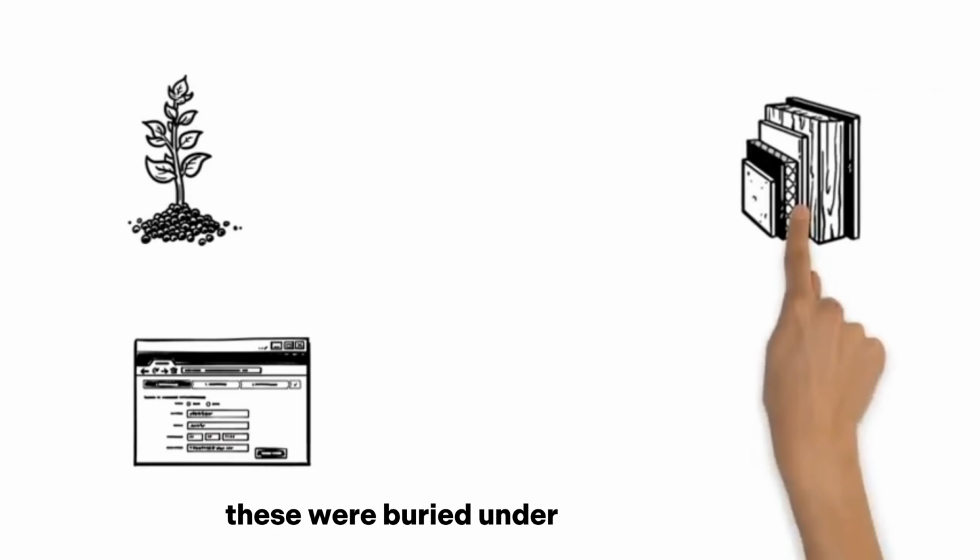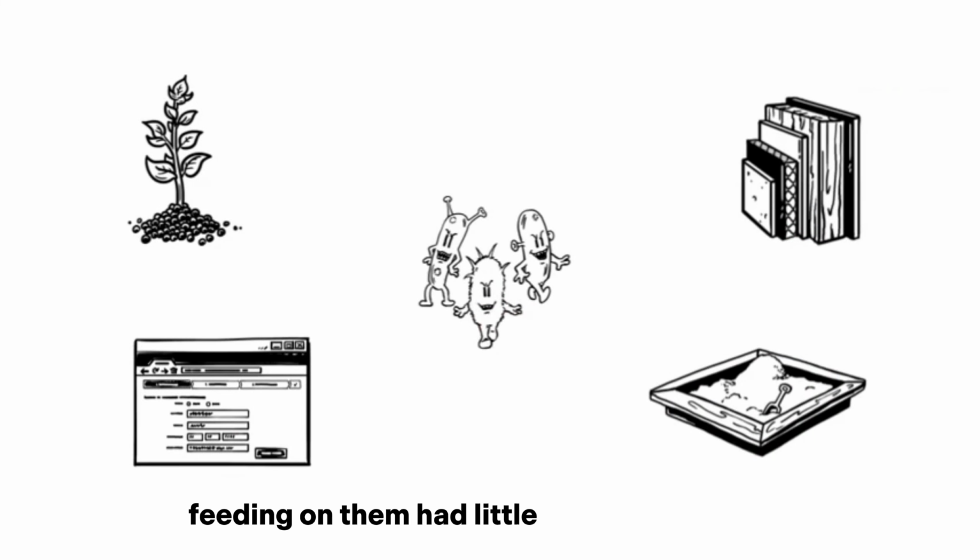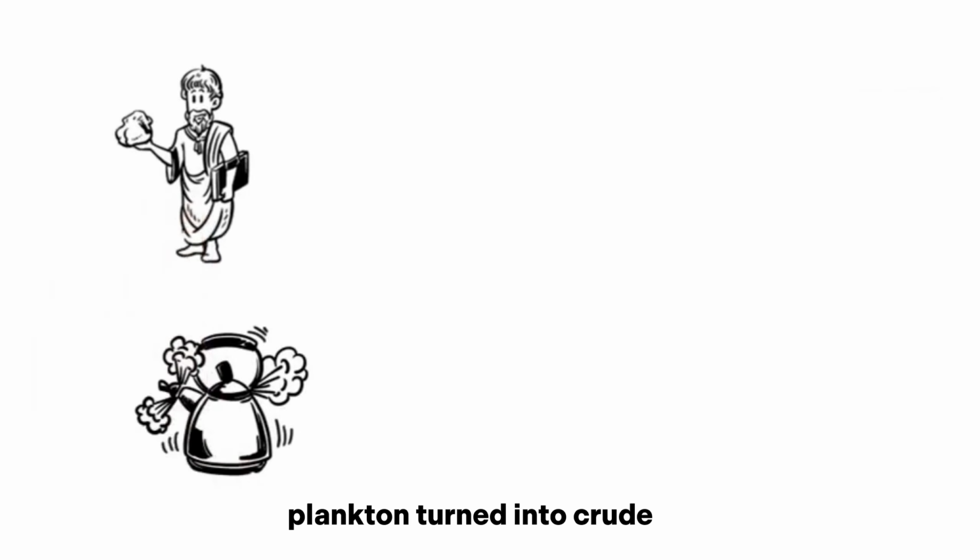These were buried under layers of sand but did not decay because the bacteria feeding on them had little or no oxygen at all. Gradually, as the pressure and temperature increased, plankton turned into crude oil.